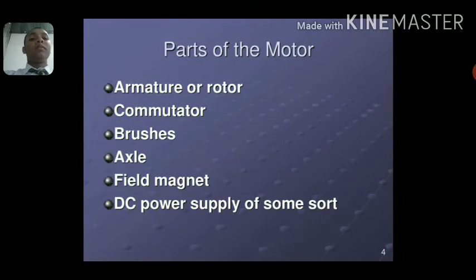Let me show the parts of an electric motor. An electric motor consists of an armature, or we can say rotor, commutator, brushes, axle, field magnets, and a DC power supply of some sort. These are the parts of an electric motor.